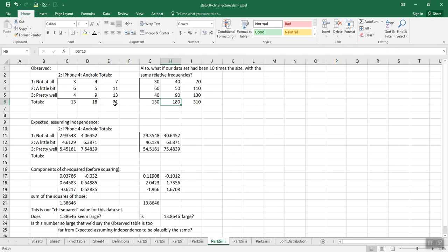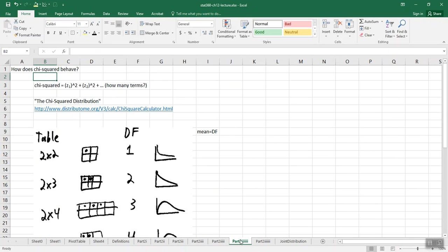So if our data set was just 10 times bigger, but with all the same relative frequencies, then here are our expected values. They're 10 times bigger than that. And then our final chi-squared is 10 times bigger than that. So is that too large to say that this table could plausibly have come from that table? So we need to know, how does the chi-squared value tend to behave to know what's typically large and not large? And that's our next tab.